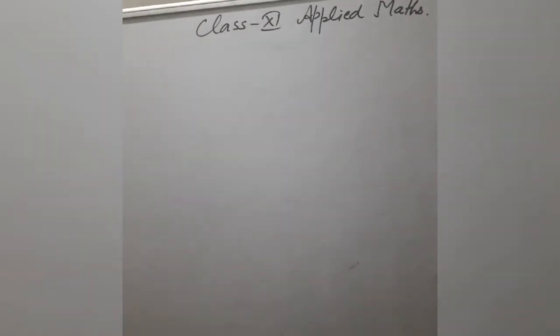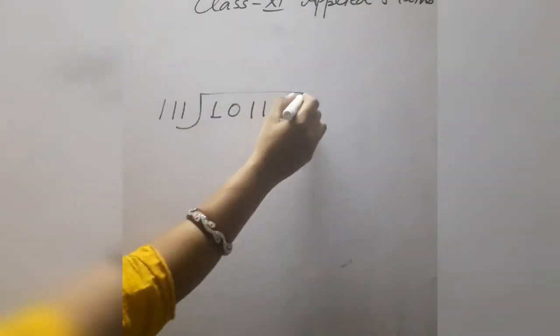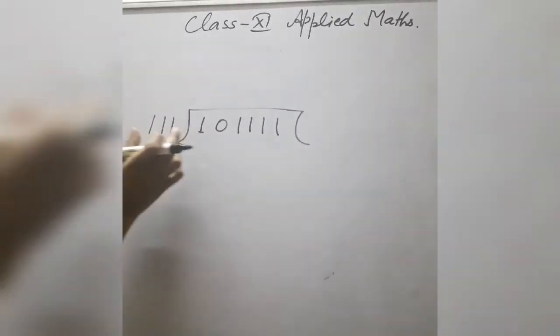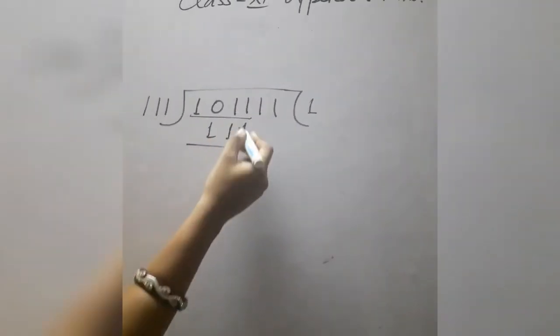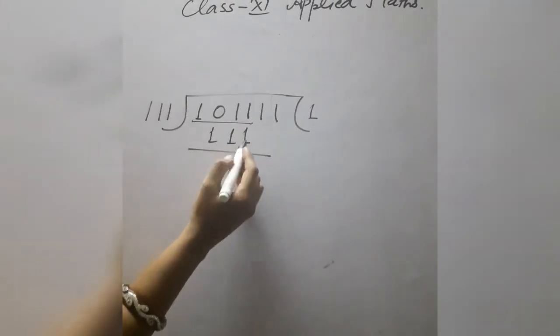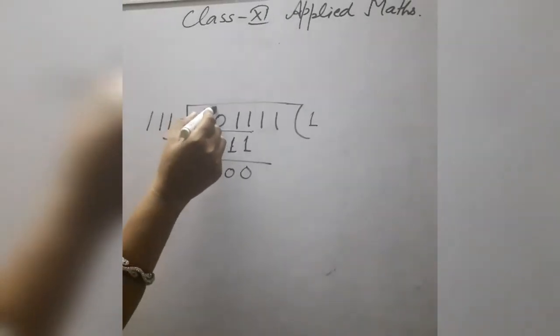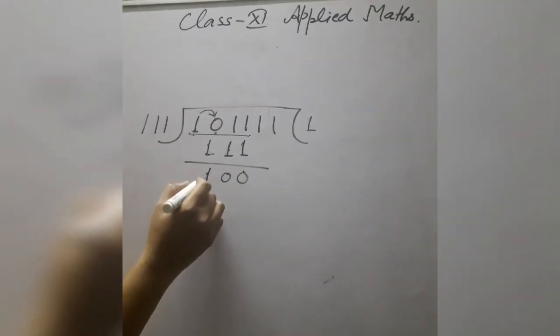Suppose you want to divide 1 0 1 1 1 1 by the binary number 1 1 1. Now if you take these three digits 1 0 1, this number is smaller than 1 1 1. That's why you will take the first 4 digits in this case. Now this is multiplied by 1, it will be 1 1 1. Now just like in decimal numbers, subtract: 1 minus 1 is 0, 0 minus 1, you cannot subtract 1 from 0, so you will take a borrow here, it becomes 1 0, and 1 0 minus 1 gives you 1.